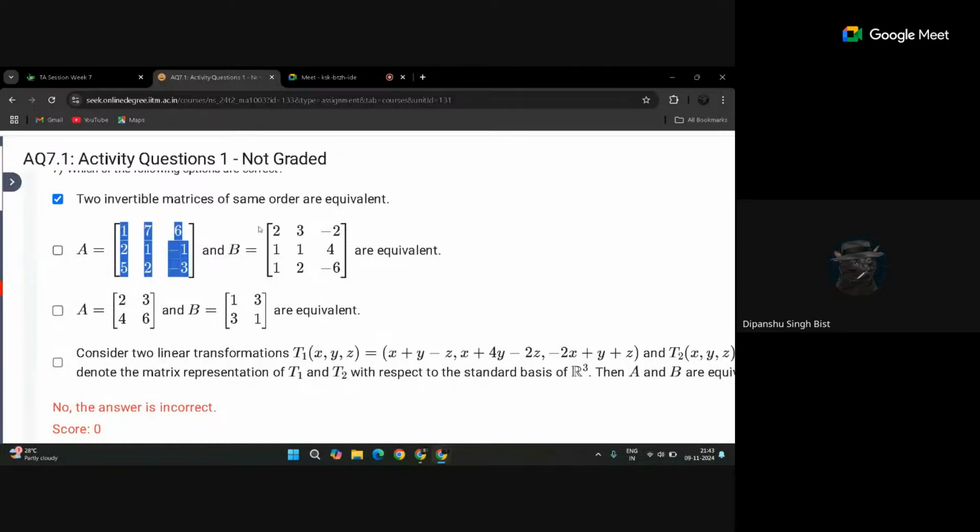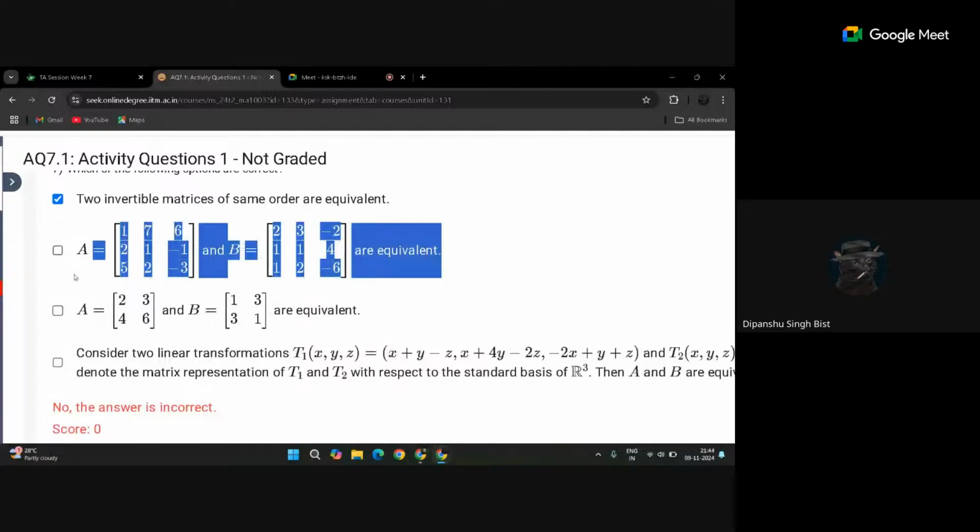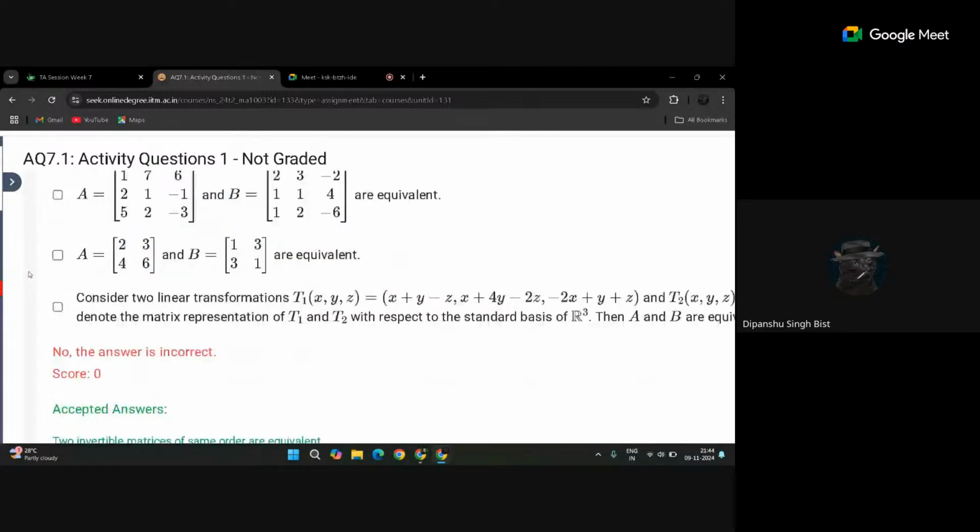Next question is regarding this. So you can check whether they are equivalent or not. Here also you can check whether they are equivalent or not. Maybe here, this has zero determinant. This does not have any zero determinant. So their ranks are different. Its rank is 1, its rank is 2. So these are not equivalent. What about this one? Again, you can check for this example as well.